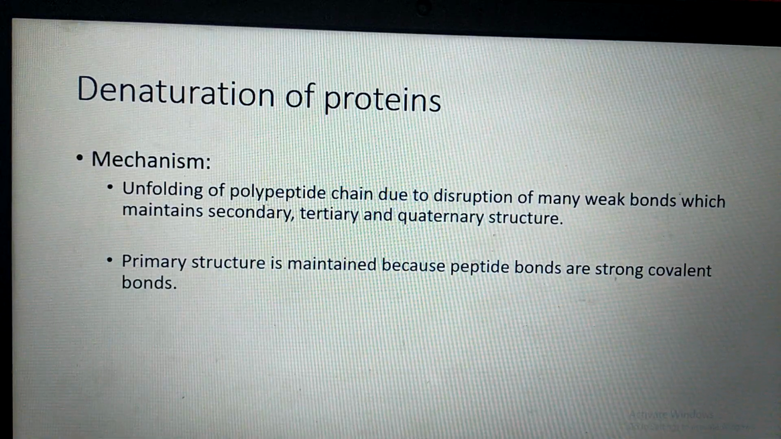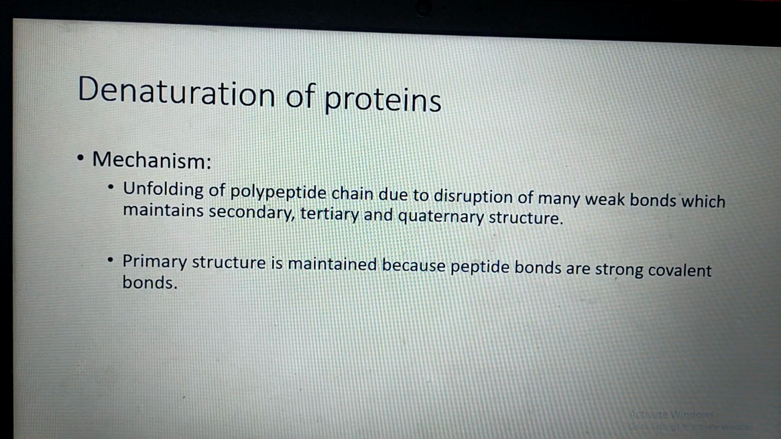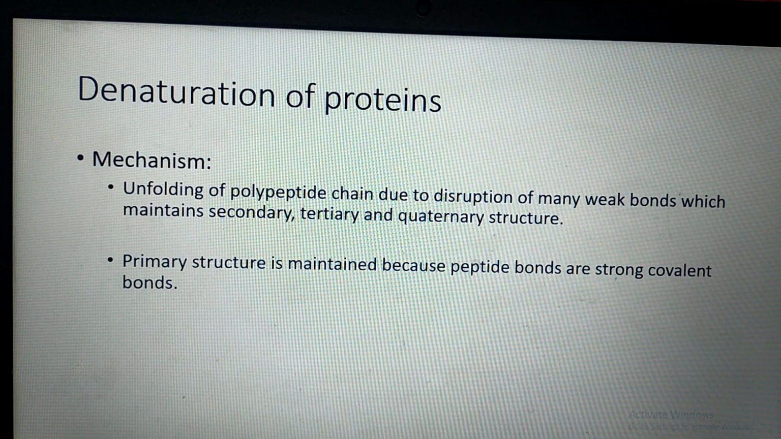Mechanism of denaturation: unfolding of protein chain due to disruption of many weak bonds which maintain secondary, tertiary and quaternary structure. So the bonds become disturbed. Primary structure is maintained because peptide bonds are strong covalent bonds. So during denaturation, primary structure of protein is not disturbed.